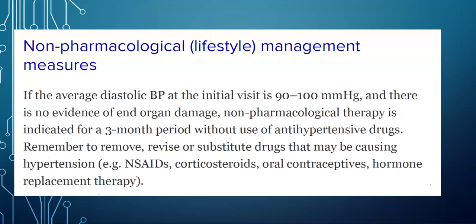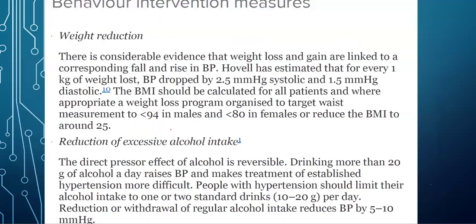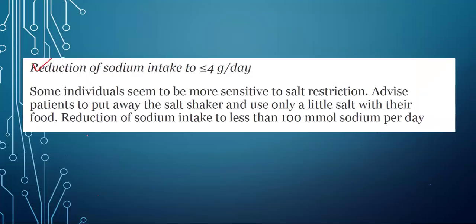Management. If average diastolic blood pressure is between 90 to 100, and there is no evidence of target organ damage, non-pharmacological therapy is indicated for 3 months. Non-pharmacological treatment means weight reduction. Even if a patient can reduce 1 kilo of body weight, their blood pressure will drop by 2.5 millimeters systolic. So this is the most important part to reduce the blood pressure. Then reduction of excess alcohol, and reduction of excess salt in the diet.